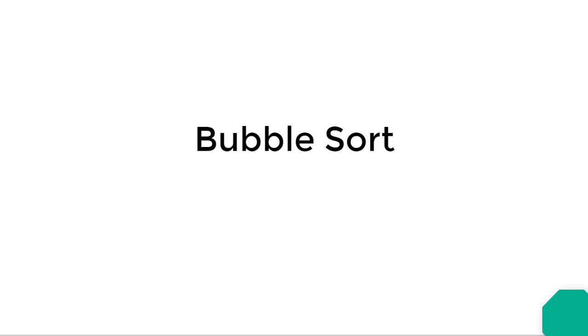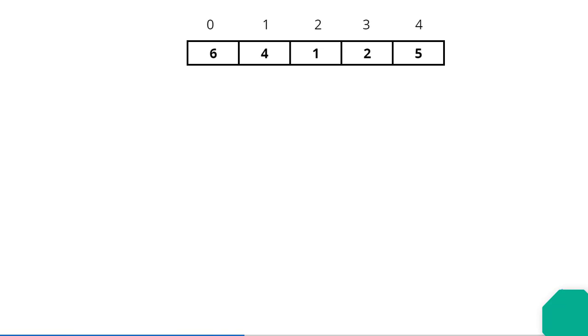Okay, so let's first understand bubble sort theory. Bubble sort will push the biggest value to the end at every iteration, or every pass. Okay, so let's see an example. Here is the array, you can see the values.